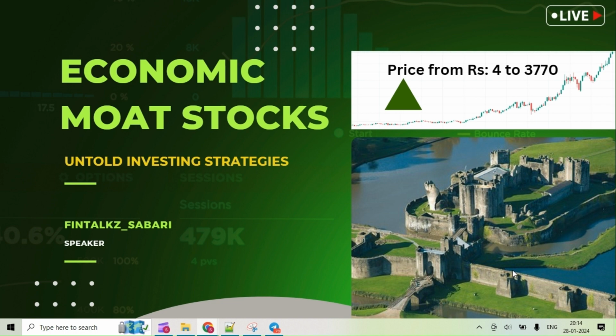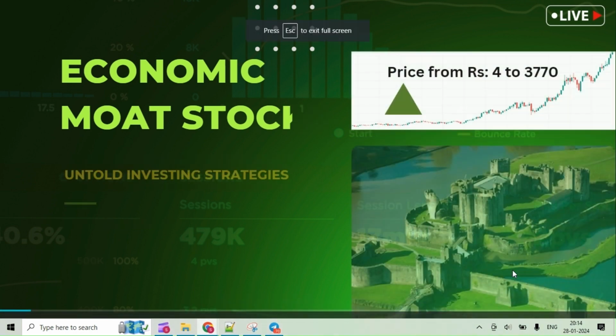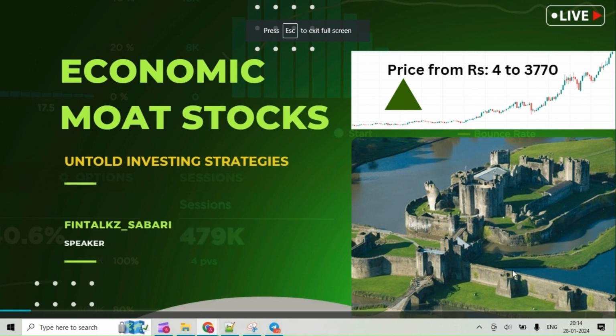If you see in the image, here I have placed a fortress, right? So you will get to know why I have placed a fortress here. And also, if you see the above screenshot, one of the Indian stocks has moved from 4 rupees to 3,770 rupees, right? So this is the power of moat stocks.